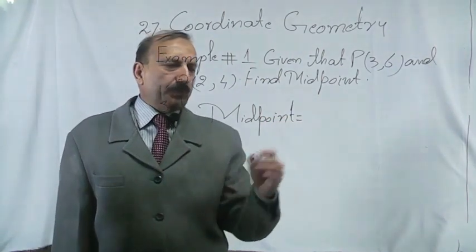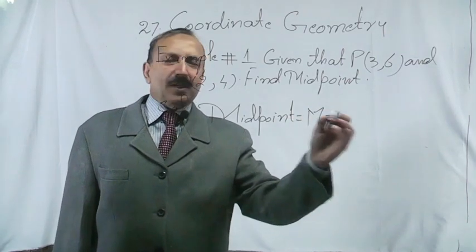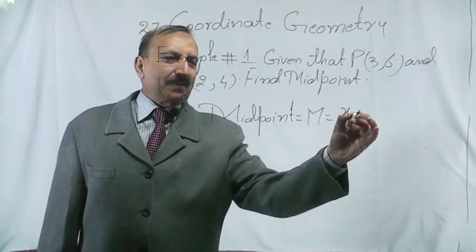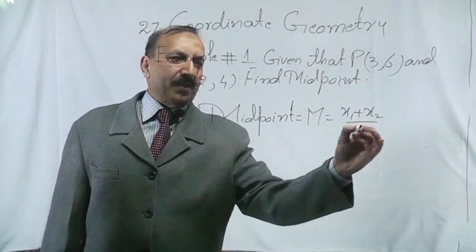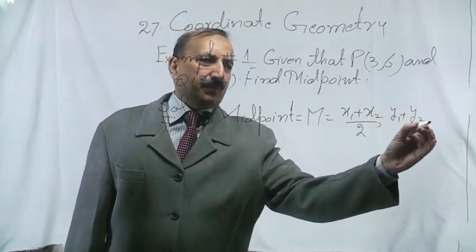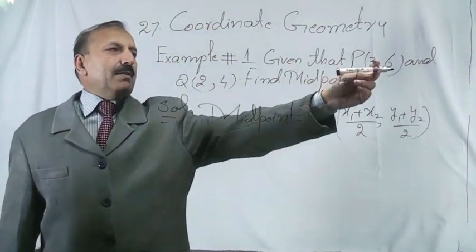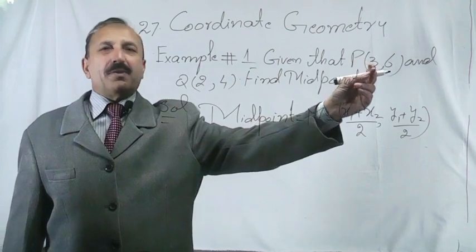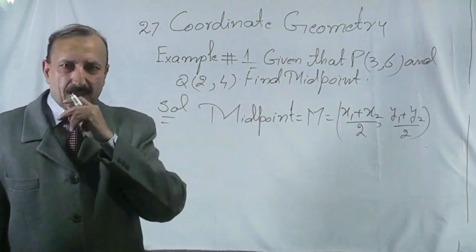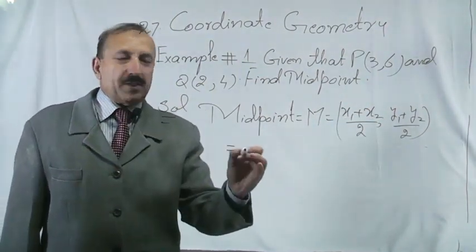Midpoint will be equal to M. Let's write the formula first, then we will plug in the values. This is (x1 plus x2) divided by 2, and (y1 plus y2) divided by 2. Let's substitute the components of point P, x1 y1, and the components of point Q, x2 y2. We will plug in the values in place of these letters and simplify.